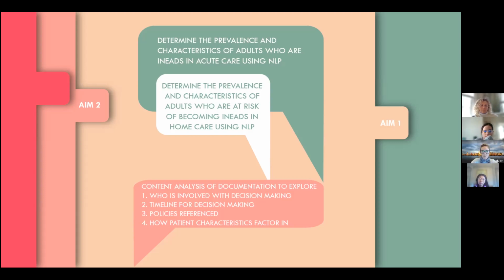And with all of these notes, but particular to the acute care, on the bottom, you can see we're going to also be doing some content analysis in the future of the clinical notes and the documentation that's available. For patients we've identified as potentially being in need based on the natural language processing, we want to understand who is involved with the decision-making, and what the timeline is. So were there major delays based on not being able to find the patient's information and needing to involve other parties? What policies might be referenced, and how might the patient's clinical and personal characteristics factor into the decision-making process? So again, just gleaning what we can from the clinical notes of patients that we identify as being in need using NLP.